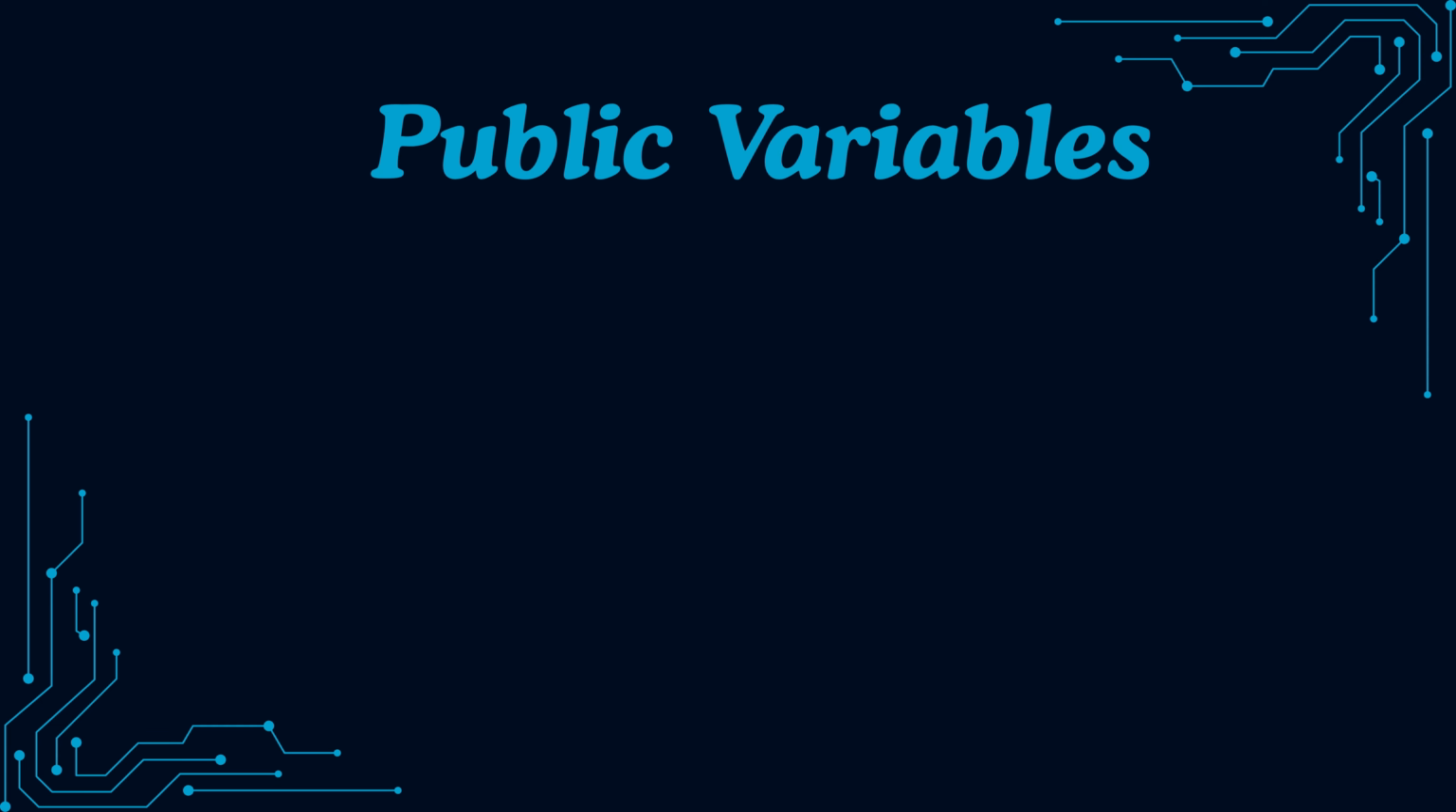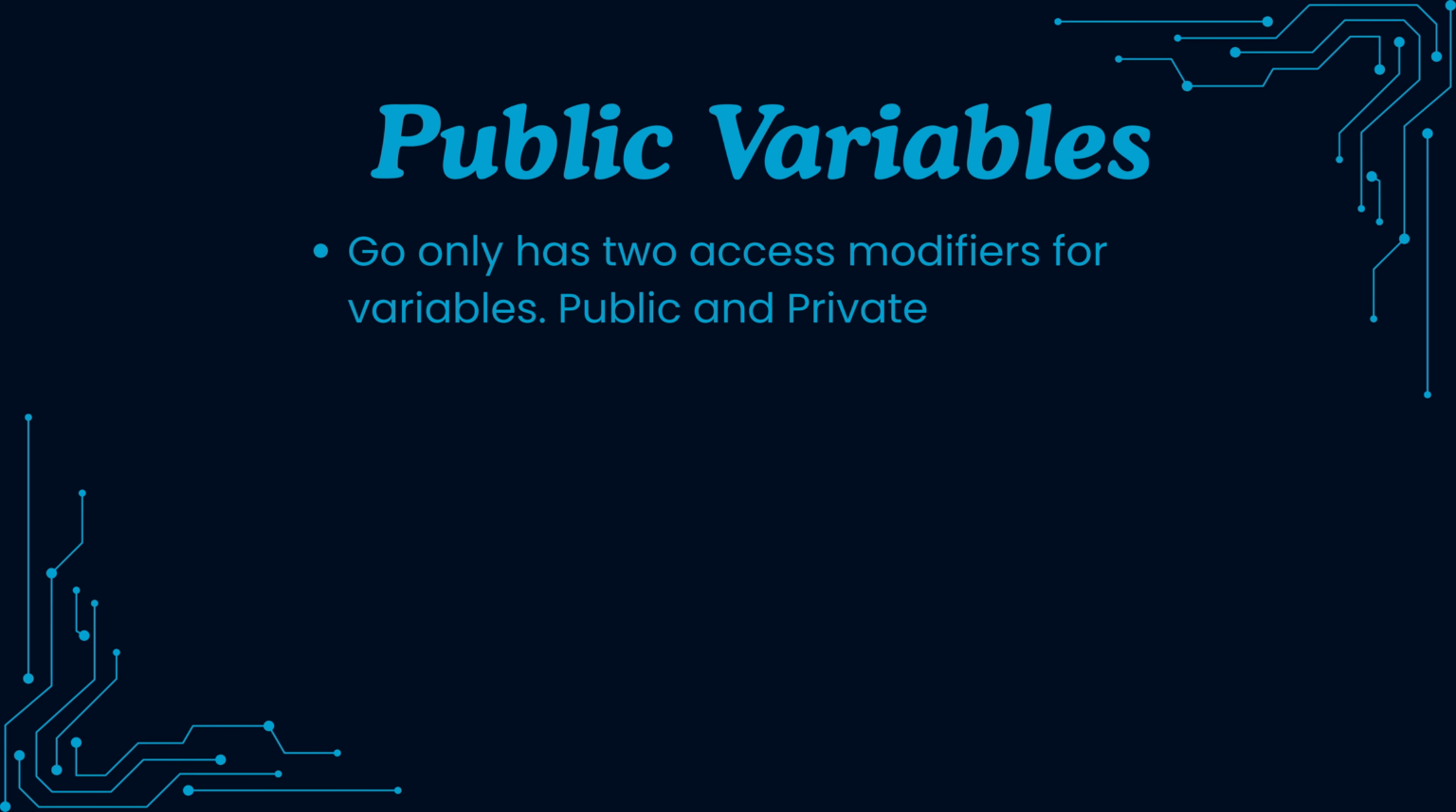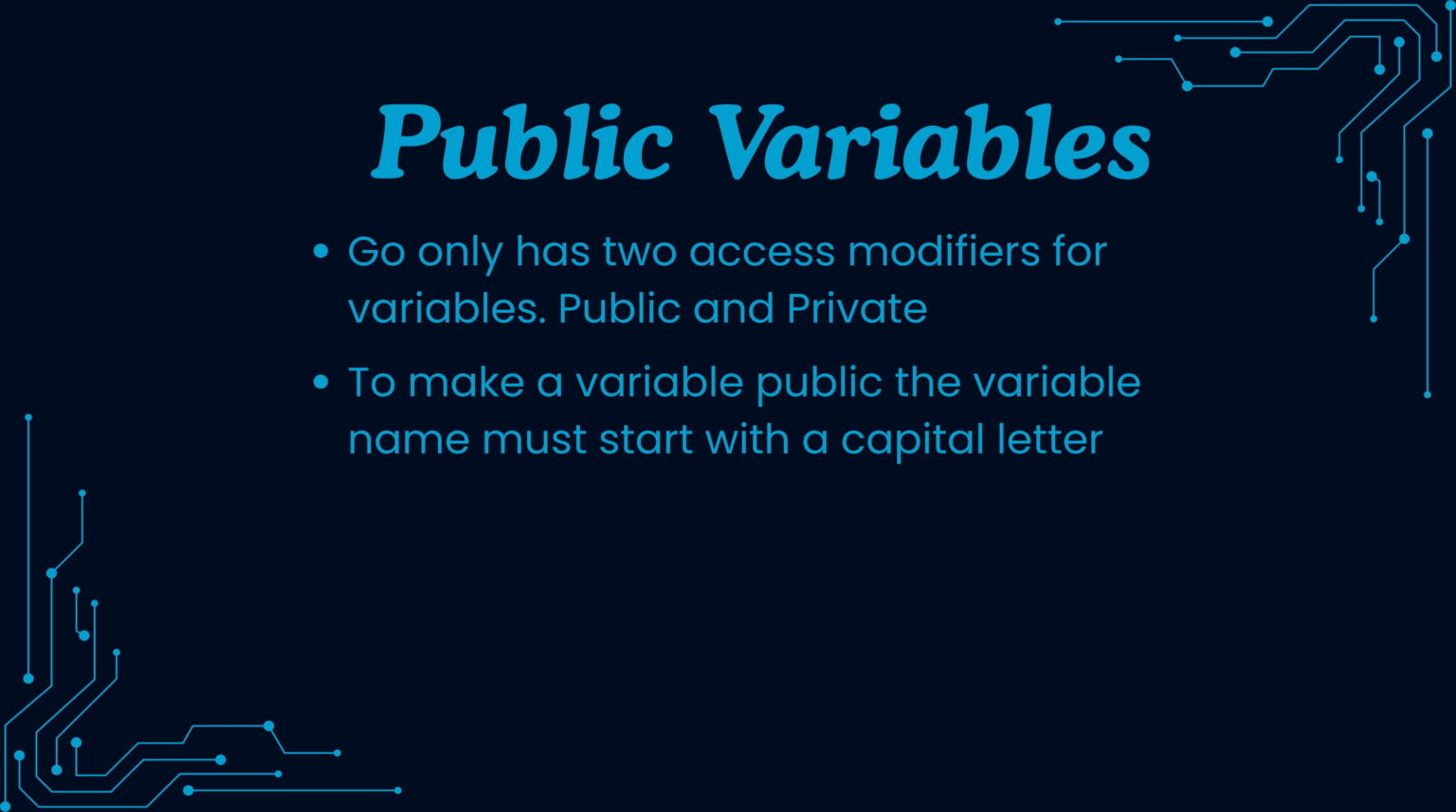Public variables. Go does public variables a little differently to most languages. In languages like Java, we have access modifiers like public, private, and protected. In languages like JavaScript, we export variables and functions that we want to use outside of the file. But in Go, there's only two access modifiers, public and private. Unlike most languages, variables are not made public using keywords.